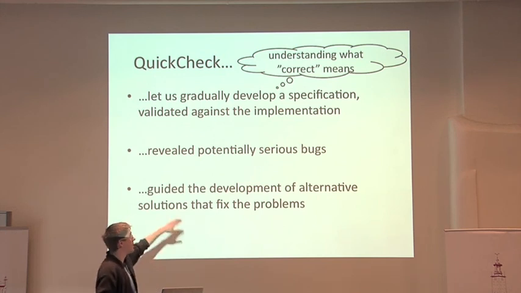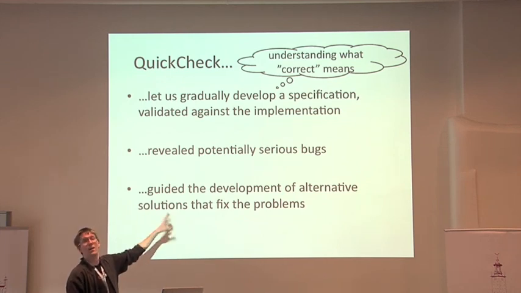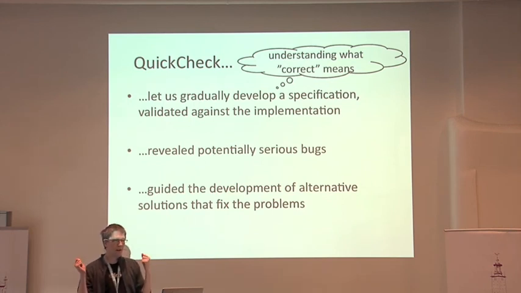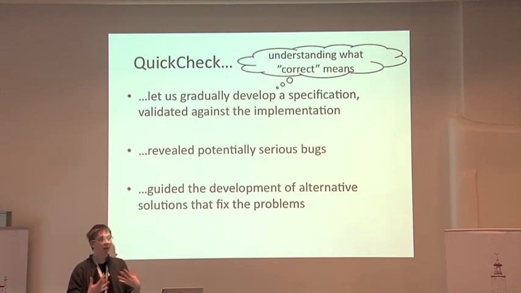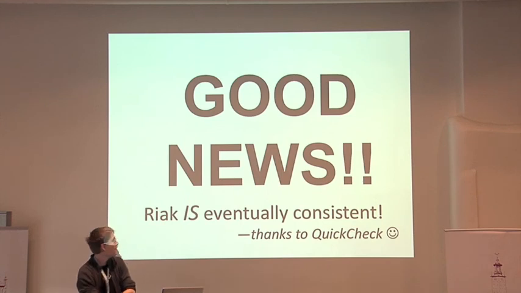And another thing was that once we found this and the Basho guys sat down to fix it, they had this nice property that they could verify the new implementations against, which I believe was quite helpful. So the good news is Riak is eventually consistent, as far as we know, thanks to QuickCheck.